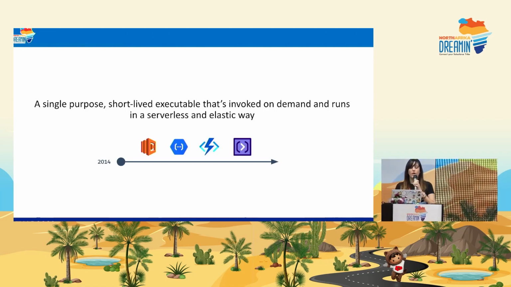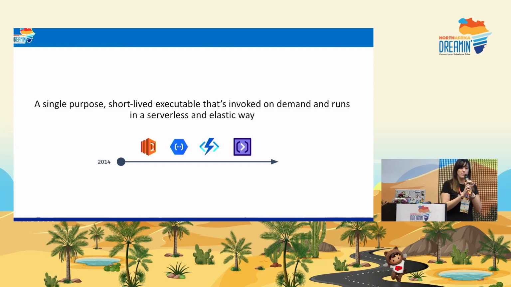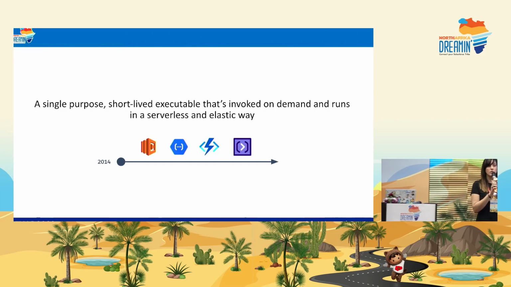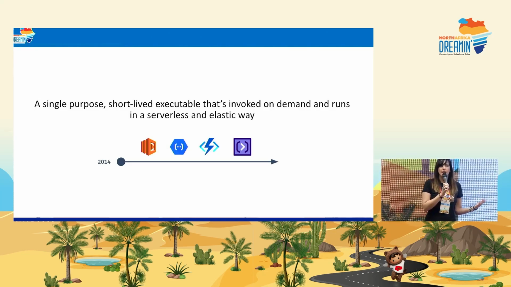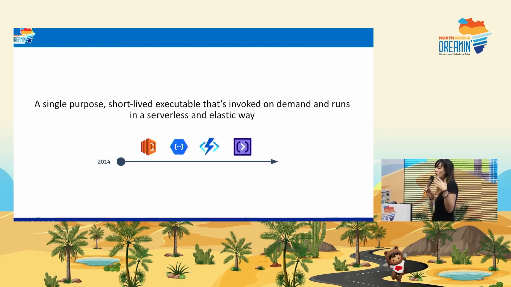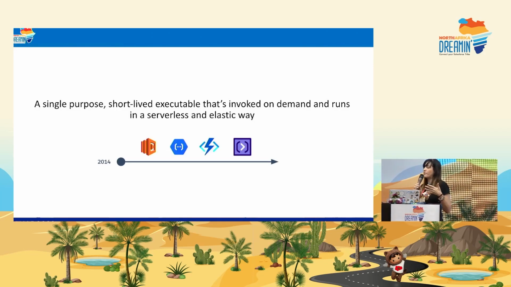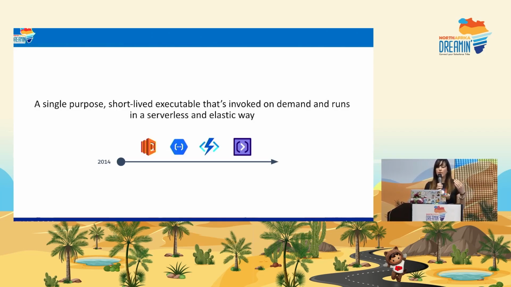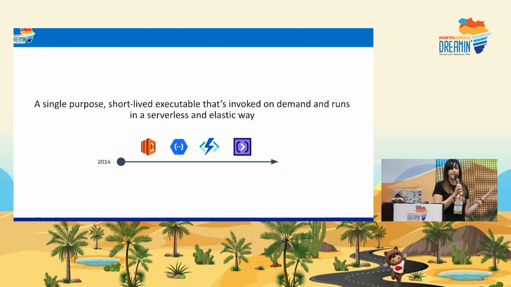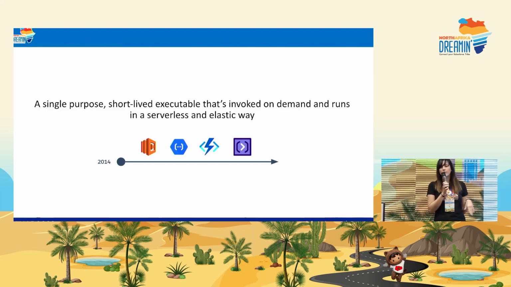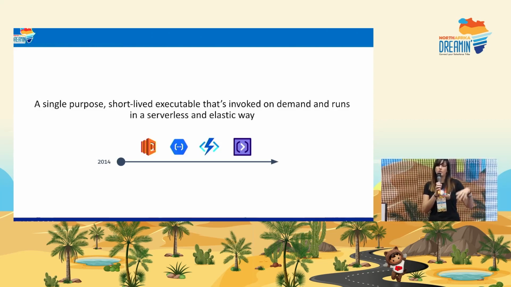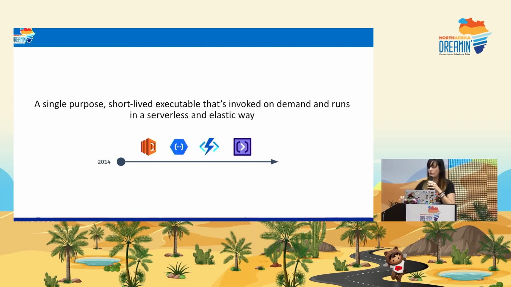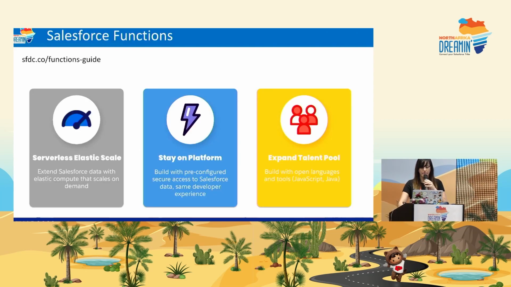There are several vendors who have implemented functions. The first one was AWS, with Lambda functions in 2014. Then we also have Google Cloud Platform and Azure, and last year, in 2021, Salesforce made their own unique implementation of functions, which are called Salesforce Functions. They have been GA since October last year.